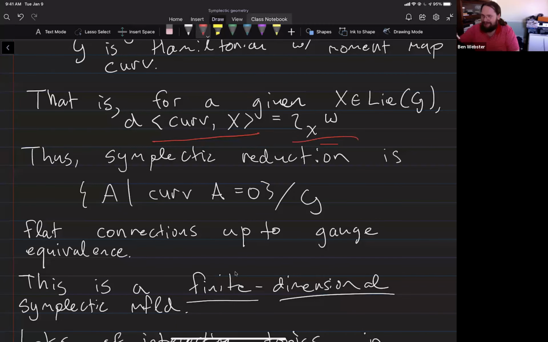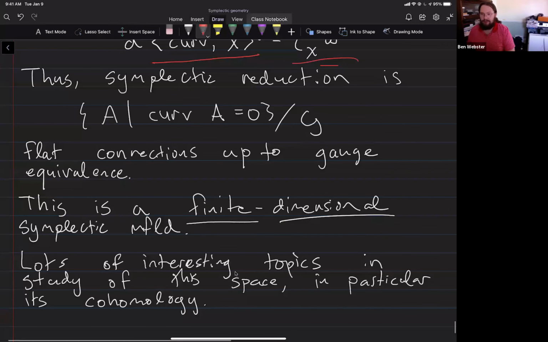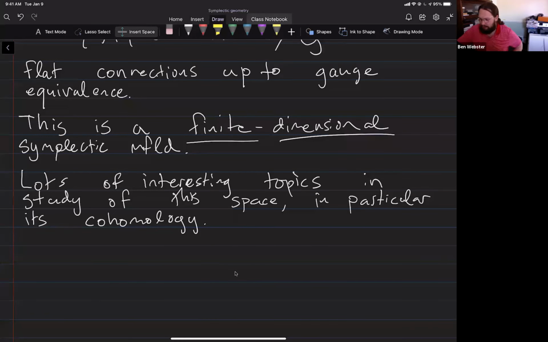So what I'd rather spend the 2 minutes I have left on is thinking about what this tells us. What good is this? Well, we know what to do with Hamiltonian actions now. You should take their moment map level. So look at the connections which have curvature 0, flat connections, and now mod out by gauge equivalence. So look at the moment map level, mod out by the group. And it turns out this is actually a finite dimensional symplectic manifold, and it's a very interesting one. There's lots of work trying to understand its topology and how it behaves.